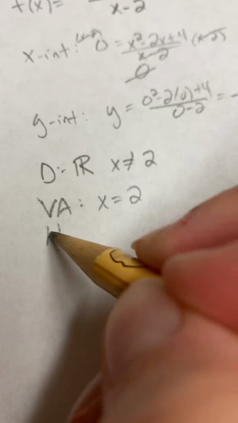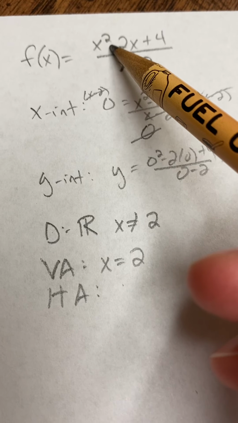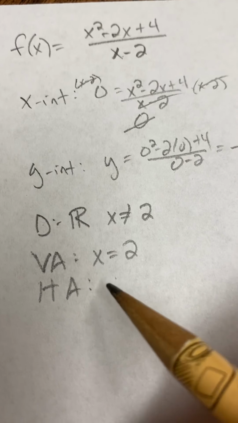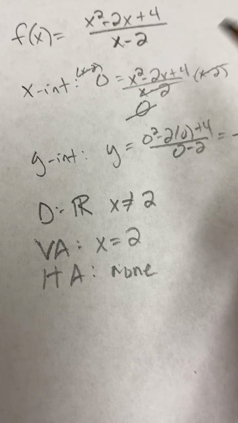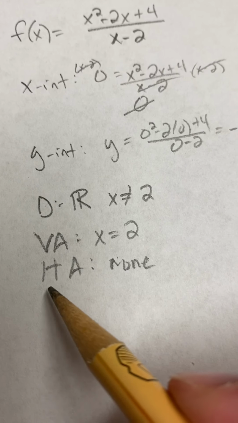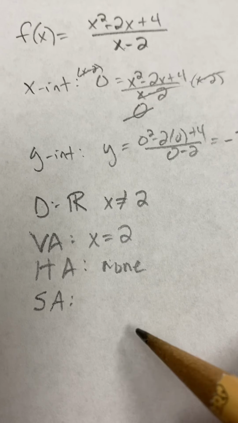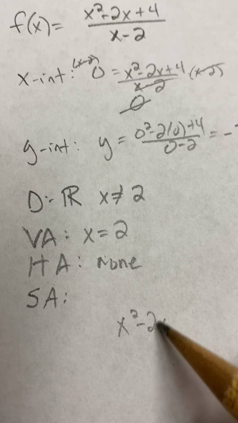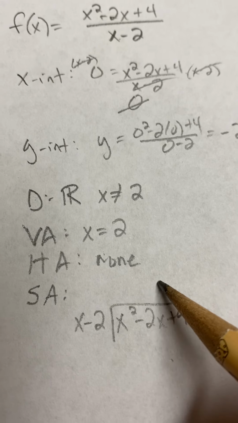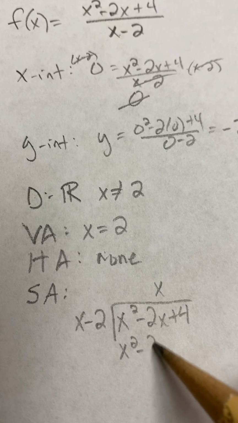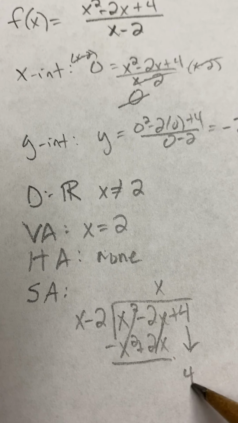Now, before I go graph that, let's talk about the horizontal asymptote. Going back up here, the degree on top is bigger than the degree on bottom, so there's actually no horizontal asymptote. But the degree on top is 1 more than the degree on bottom, which means we have a slant asymptote. Remember, to find slant asymptotes, we are going to use long division. So x squared minus 2x plus 4 divided by x minus 2. So we need an x on top. It's going to be x squared minus 2x. Draw the line, change the signs. Those both cancel, and here's our remainder.